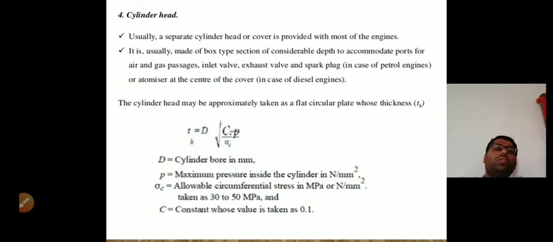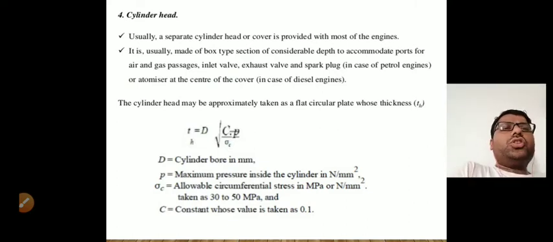Now the fourth terminology of the cylinder is the cylinder head. Whenever we design or develop the cylinder head, we have to find the height of the cylinder head, or you can say the thickness of the head. Only one thing you have to find for designing the cylinder head is the thickness of the cylinder head.